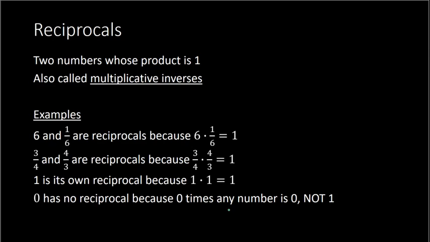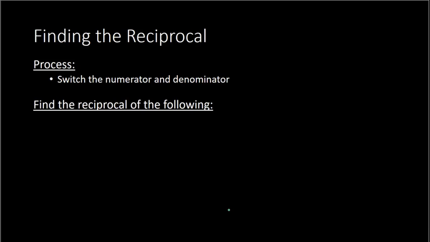But how do you find a reciprocal of a given number? Basically, all you do is switch the numerator and denominator. So you flip the top and the bottom of a fraction. For example, if you were told to find the reciprocal of 2 over 5, you switch the top and the bottom to get 5 over 2. So 5 over 2 is the reciprocal of 2 over 5. If you had 9 over 4, the reciprocal would be 4 over 9. You just flip the top and the bottom.